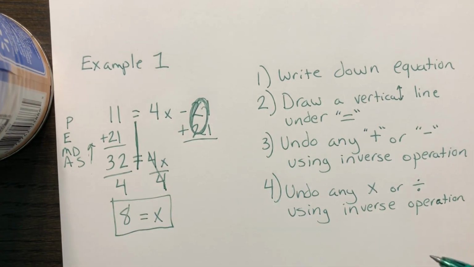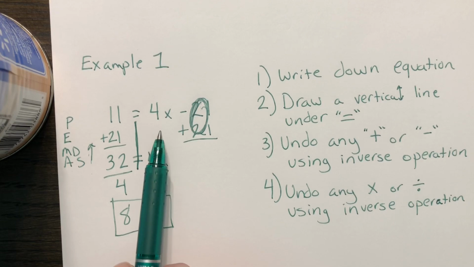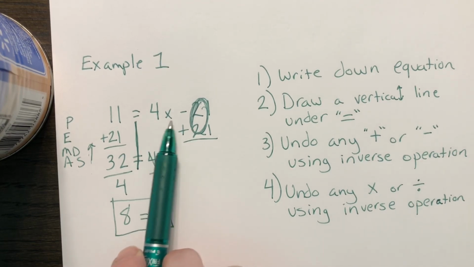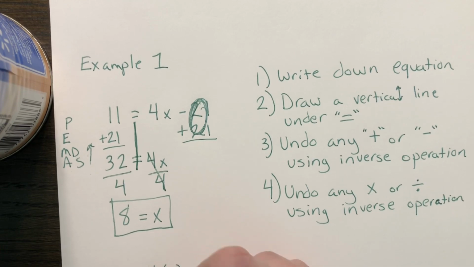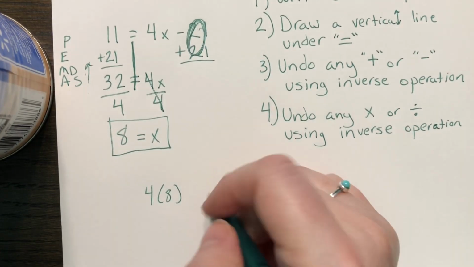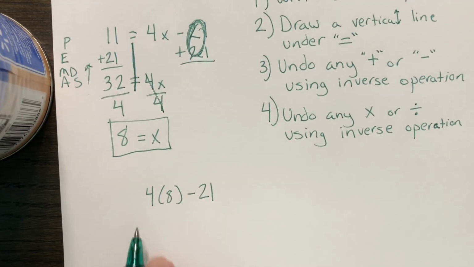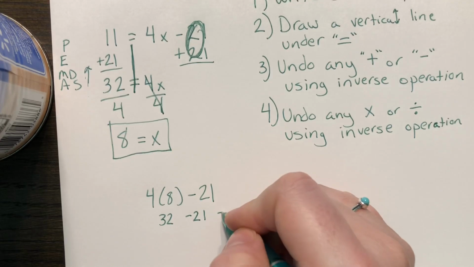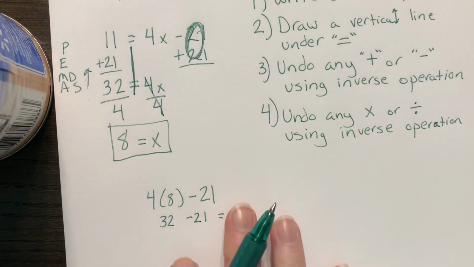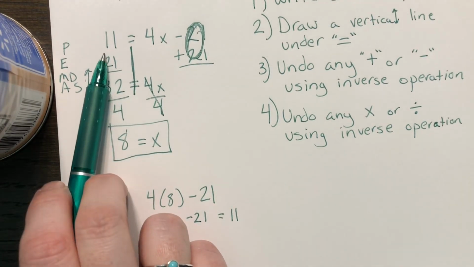If I wanted to check my work, I can plug that in to see if it works. 4 right here would be times 8, so I could say, all right, if I wanted to work that out, I can come down here and see if it really does work. 4 times 8 is 32. 32 minus 21 equals 11, which is the exact number that we had here.